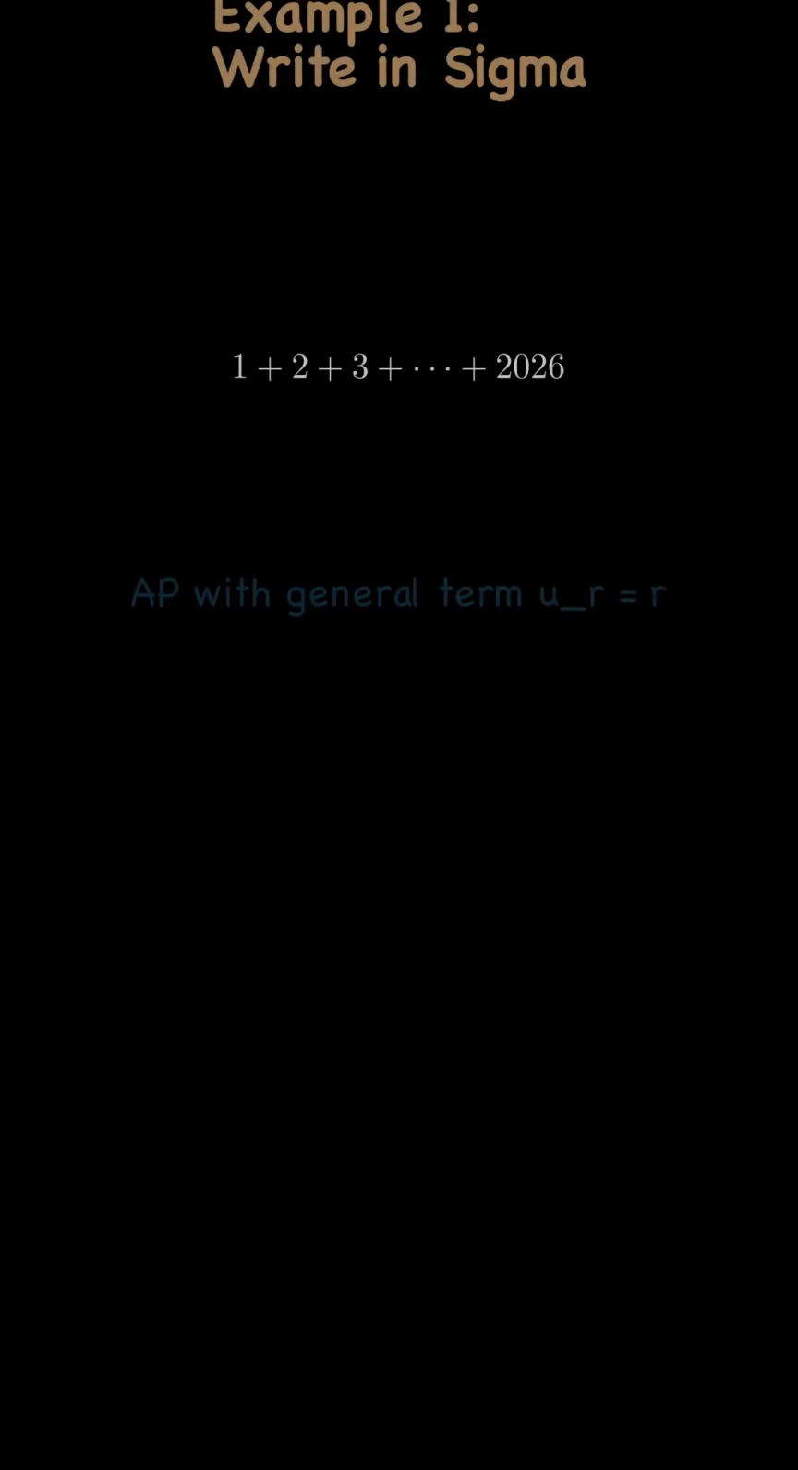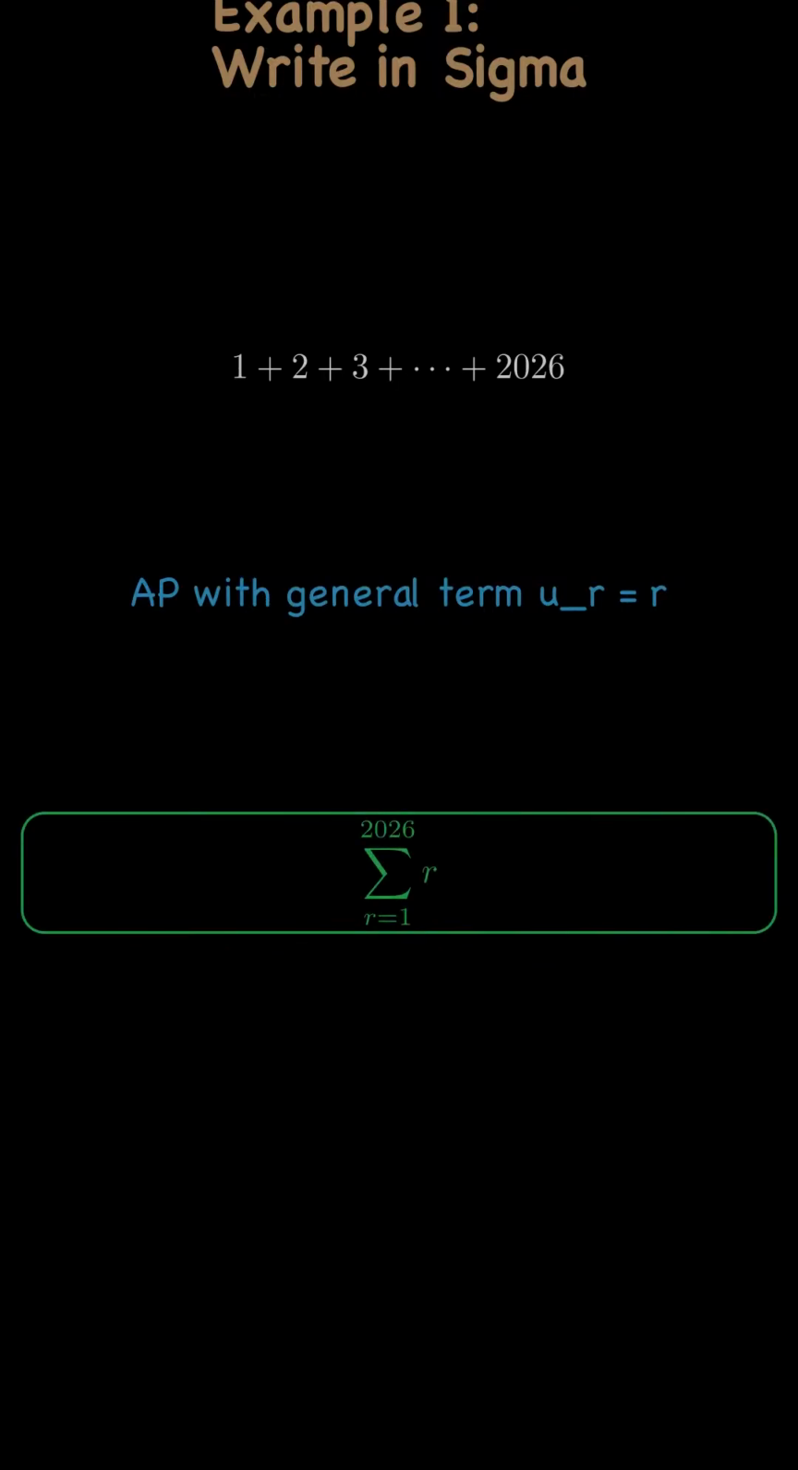Example 1. Write 1 plus 2 plus 3 all the way to 2026 in sigma notation. This is an arithmetic progression with general term u_r equals r, starting at r equals 1 and ending at r equals 2026. So the answer is the sum from r equals 1 to 2026 of r.